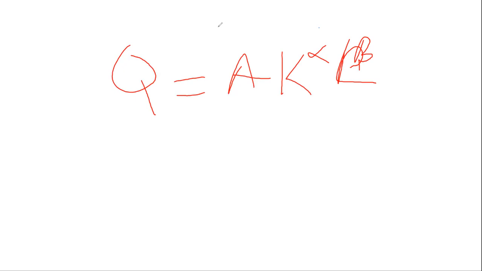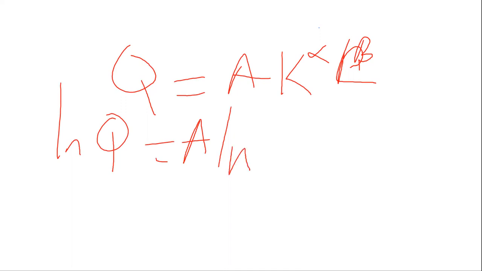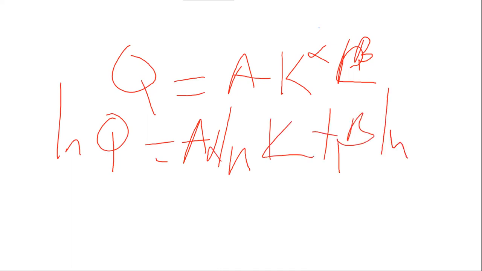Yes. So you can see that A is multiplying K, multiplying L, and K is to the power alpha, and L is to the power beta. Now, this is a nonlinear equation, so we can find a way around this. We can convert it into a linear program, or we can linearize it. One way of linearizing this is taking the log. So you have log Q equals log A plus alpha log K plus beta log L. Do you remember something like this?